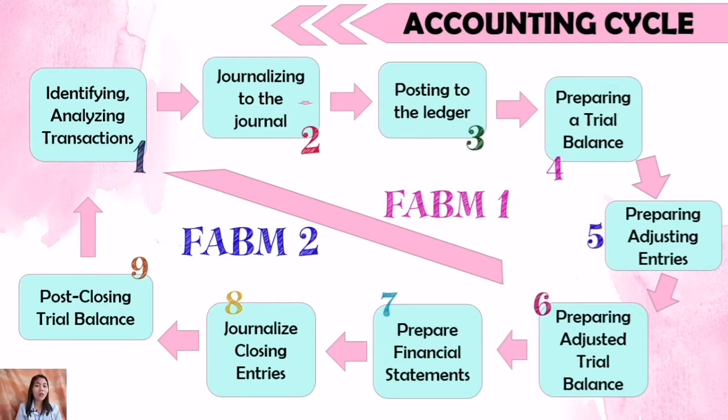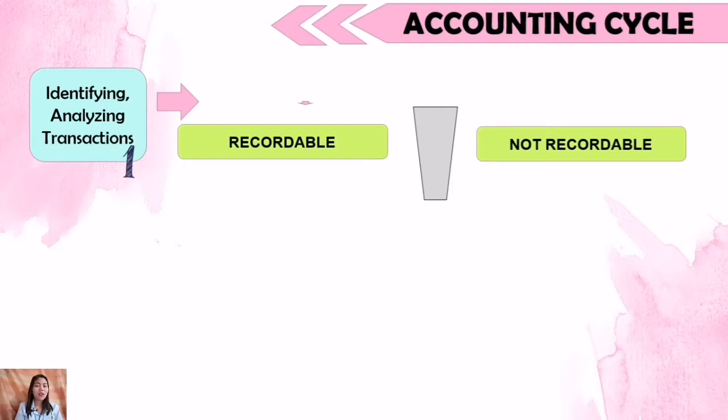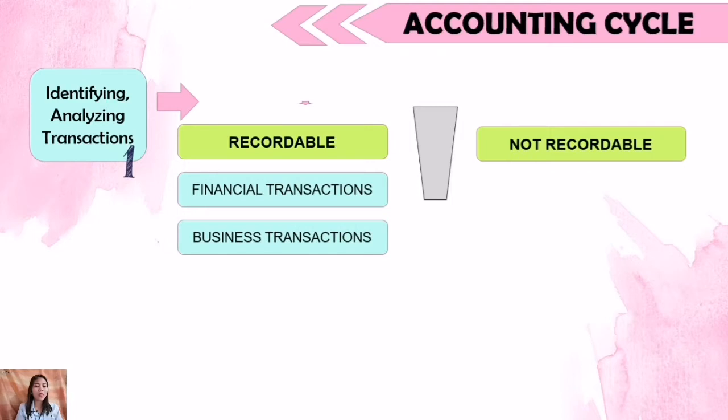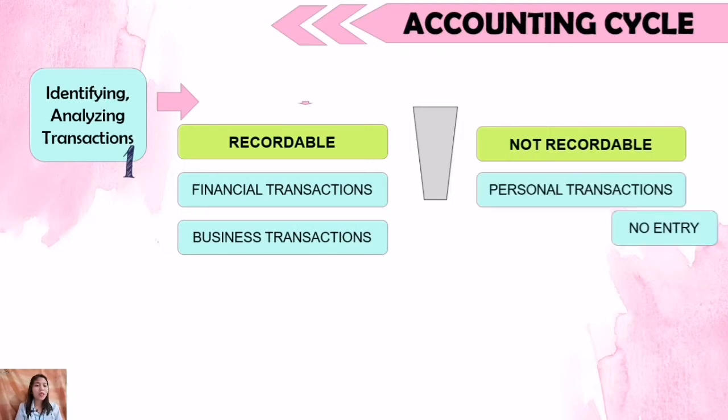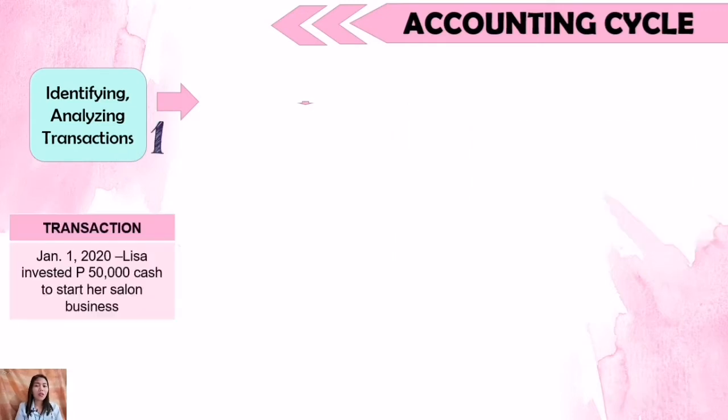Let's have a quick overview of this accounting cycle in a service business. Identifying and analyzing transactions, identifying whether recordable or not recordable. Financial transactions and business transactions are recordable; personal transactions and non-financial transactions are not recordable, or no entry. So this first step is crucial.